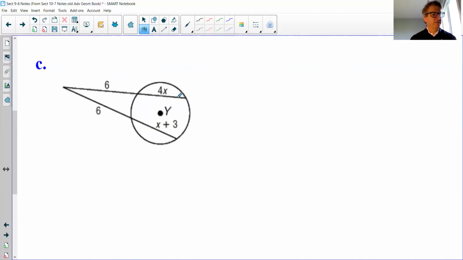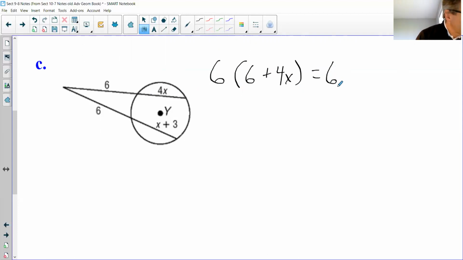All right, let's start with this side. So we have the 6 times the 6 plus 4x. And that is equal to the 6 times 9. Okay, got 9 by 6 plus the 3, plus x.